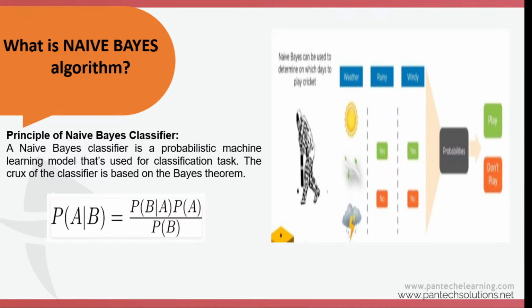Fine. So we are in the naive Bayes algorithm. The naive Bayes algorithm is basically used to check for probability conditions. This classifier is a probabilistic machine learning model.